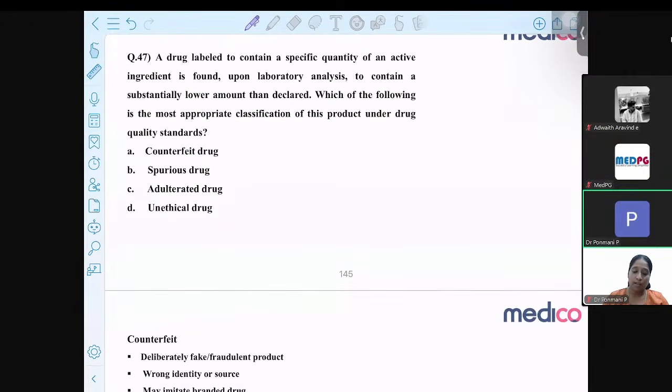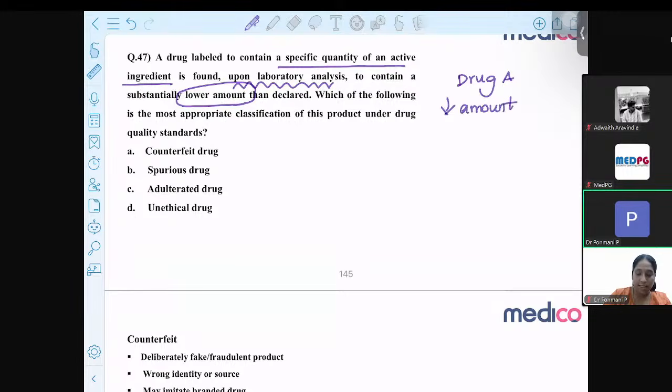Now coming to the next one. A drug is labeled to contain a specific quantity of active ingredient, but on lab analysis, what have they found? It is found to have a lower amount of the active compound. Please listen carefully: this drug has a low quantity of active compound. So this comes under what? Counterfeit, spurious, adulterated, or unethical drug.